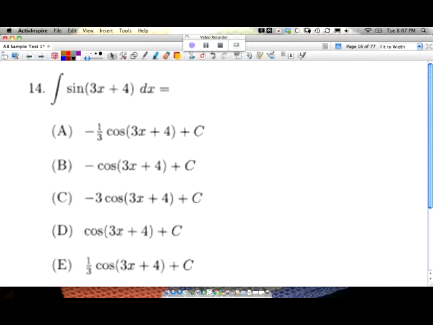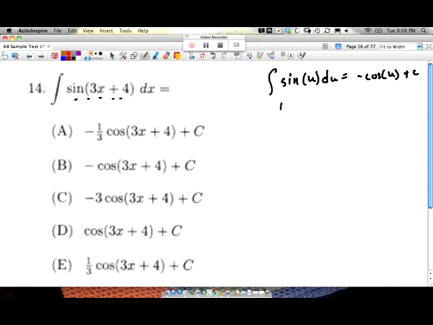There are two ways you can do this. One, you can take the derivative of each one of these options and see which one gives you this. The other option is to realize that the antiderivative of sine of u du is negative cosine of u plus c, of course. As long as we know that, we're good, we're golden.